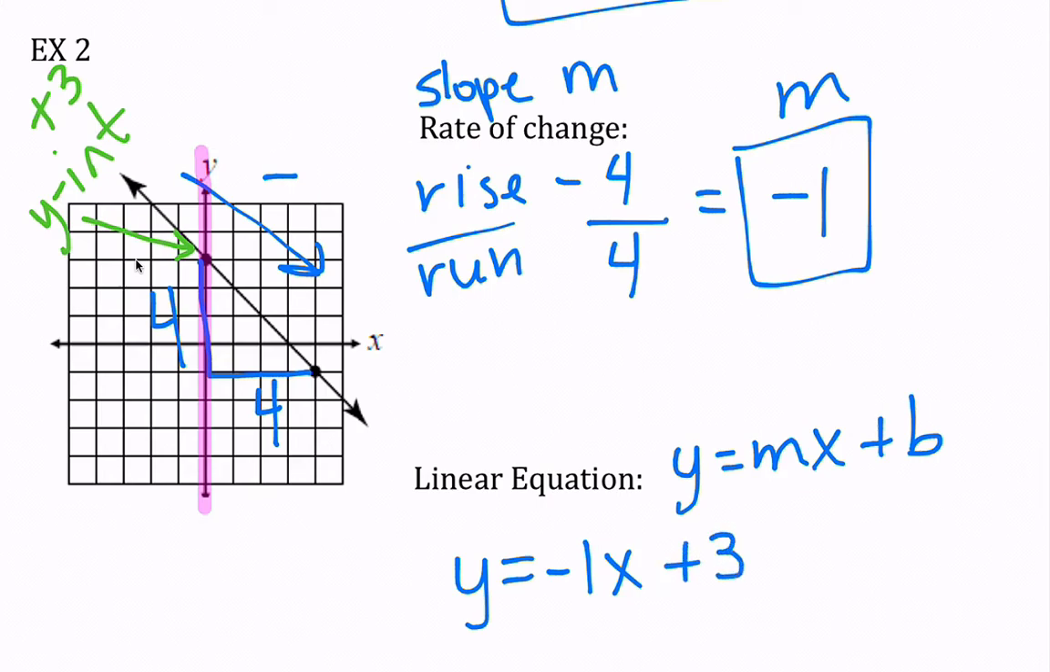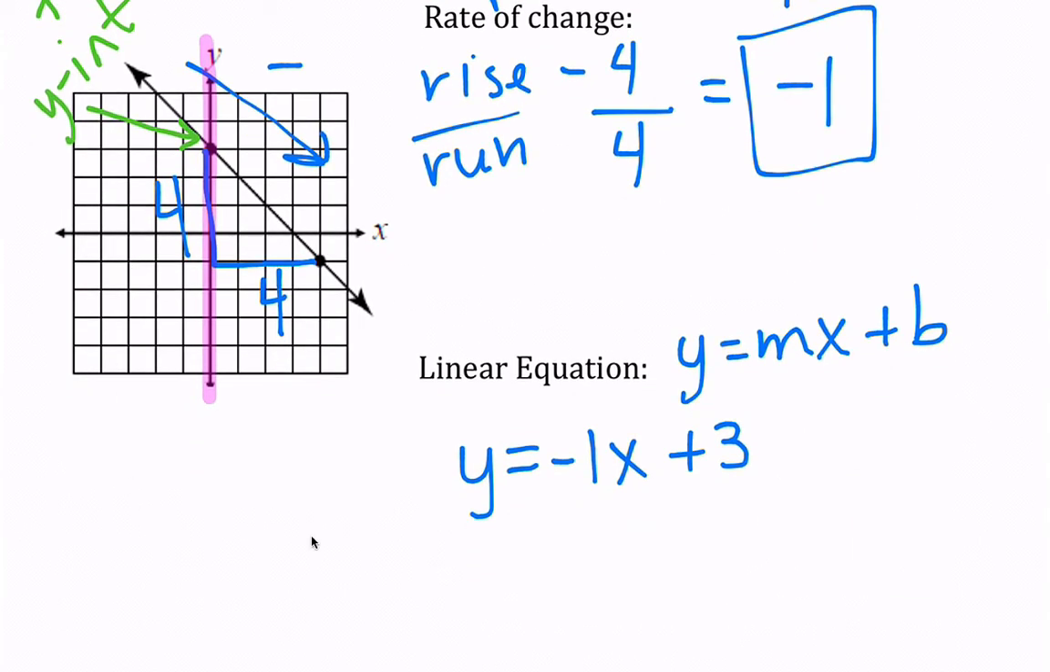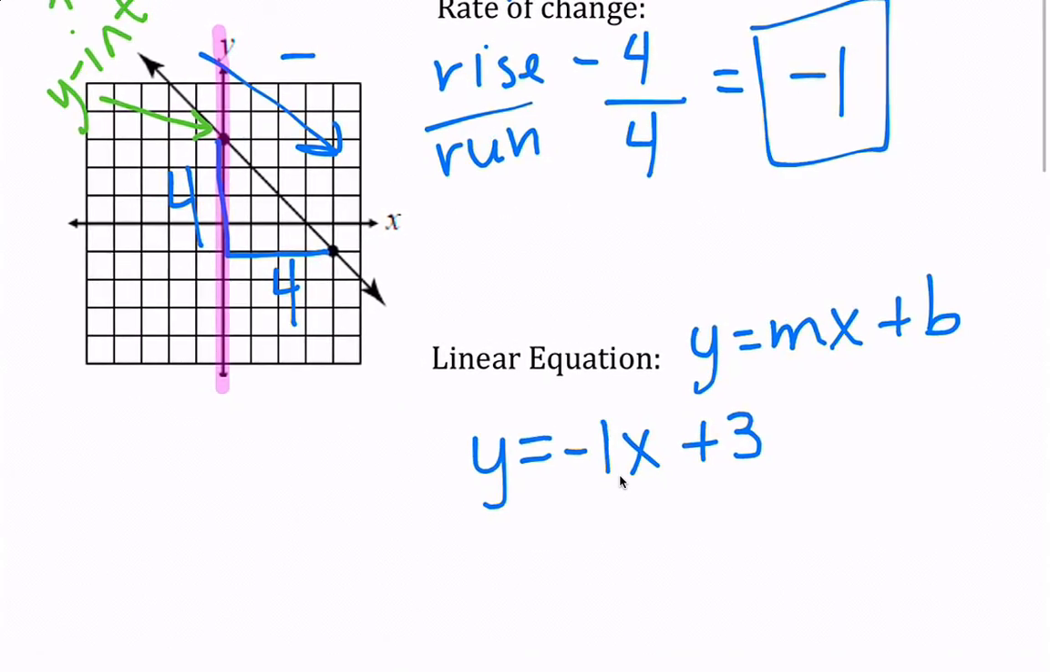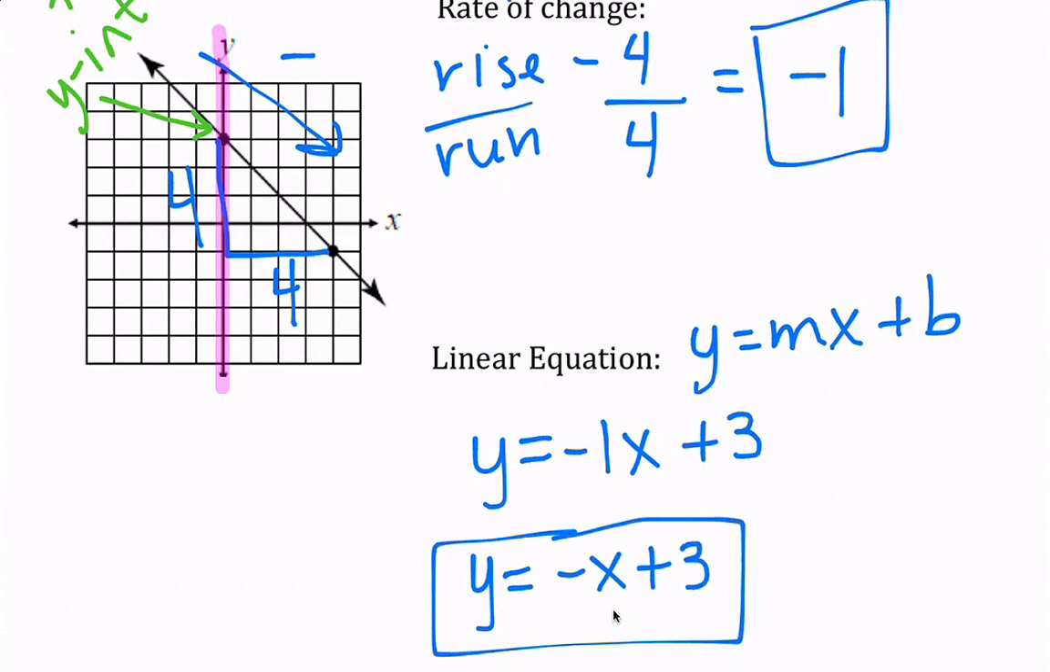Okay, if you want to leave your equation like that, you can. But remember, negative 1x can also be just written as negative x. So this is the most simplified way you can write it. If you want to leave it as negative 1x, that's fine by me, but just remember that negative 1x is exactly the same as negative x.